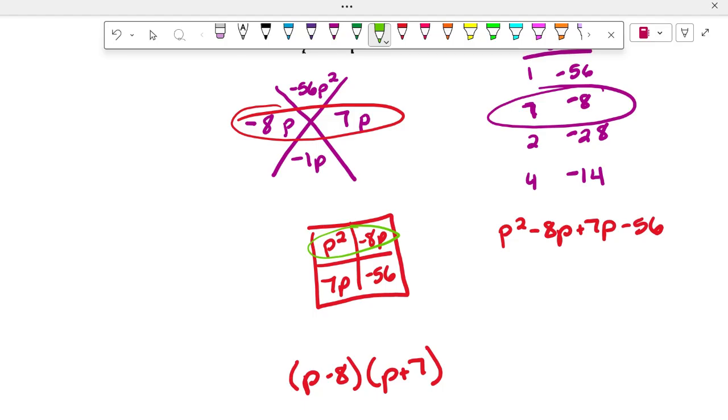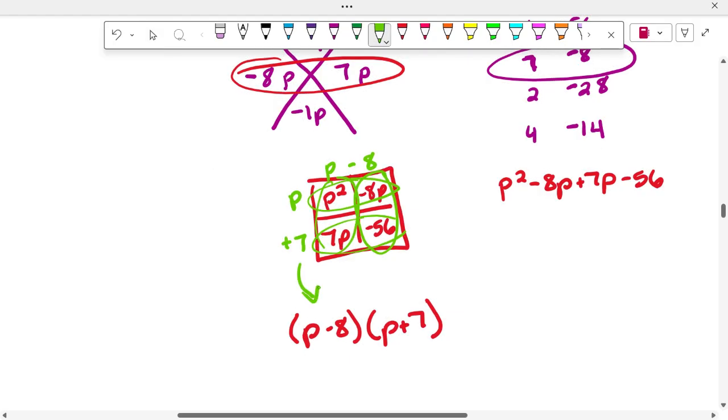What's my GCF of the first row? P. GCF of the second row? 7. GCF of the first column? P. GCF of the second column? Negative 8. So remember, if the first square that's above or next to the number that you have to write is negative, you take the negative out. So we still get this. Any questions on the factoring aspect? How do you guys feel about it?